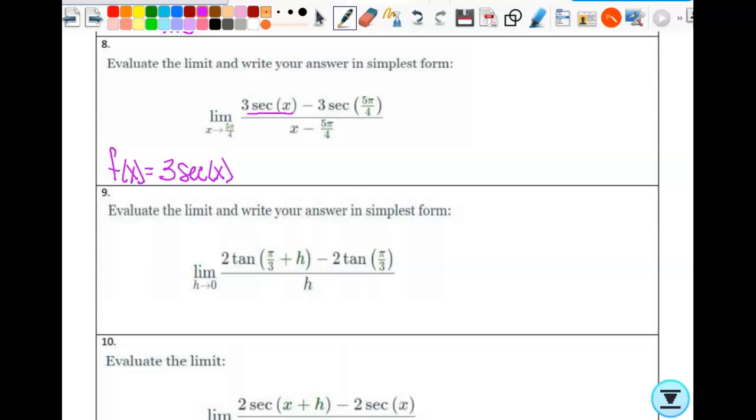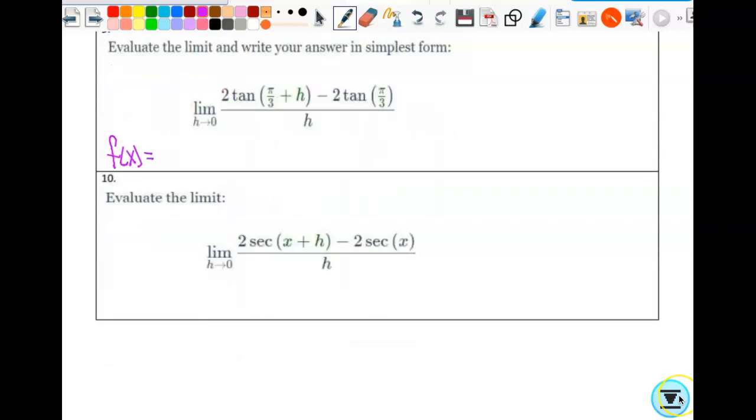All right, so 9, f of x equals, so it's the limit with h. So I got to think about my x plus h here. So if this would be x plus h, then that means I just have 2 times the tangent of what? X. Okay. And my last one, f of x equals 2 secant x.